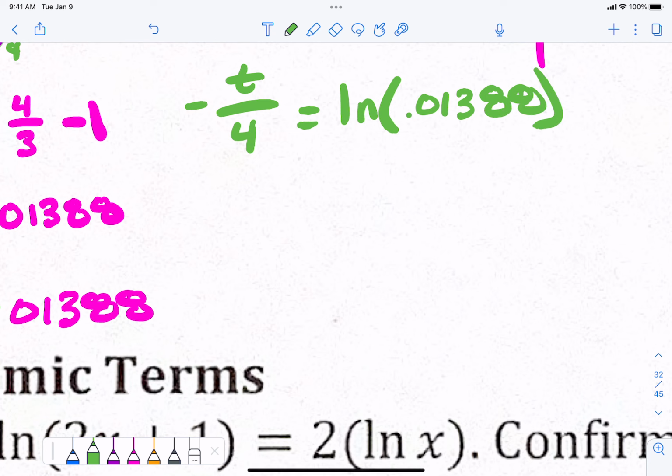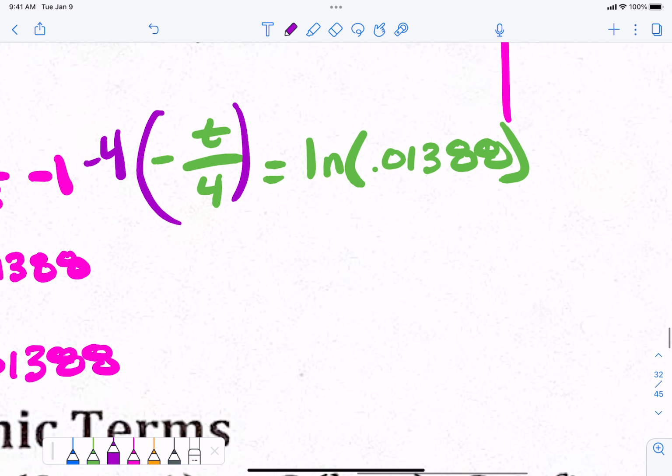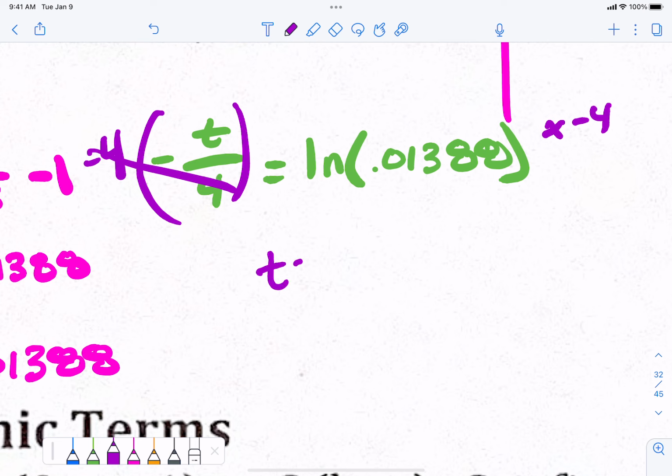Kind of. Multiply by 4 divided by... No, negative 4. I'm going to times by negative 4 to do them both at the same time, right? So after you get ln of this, take that times negative 4. T equals how much?